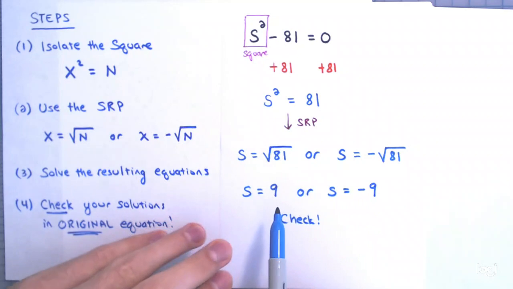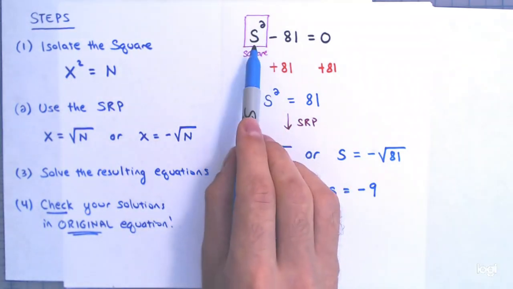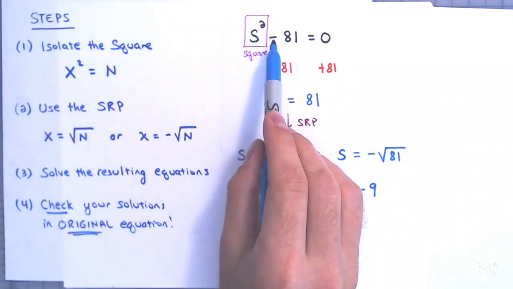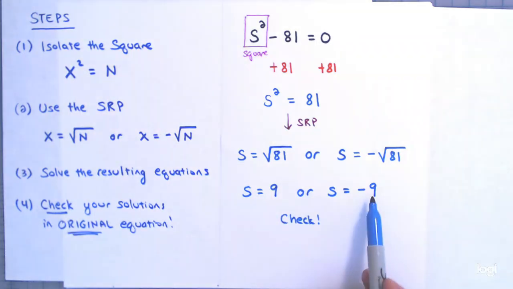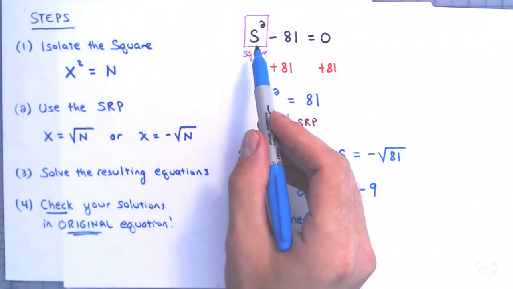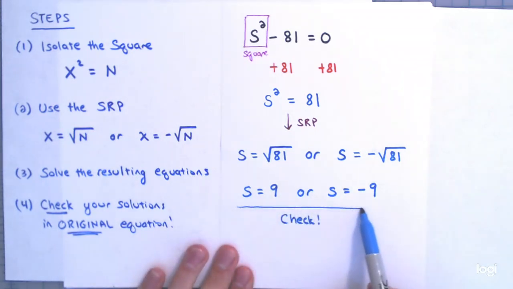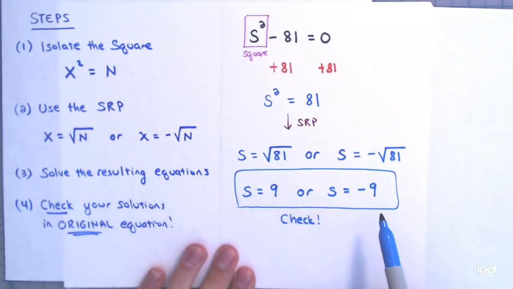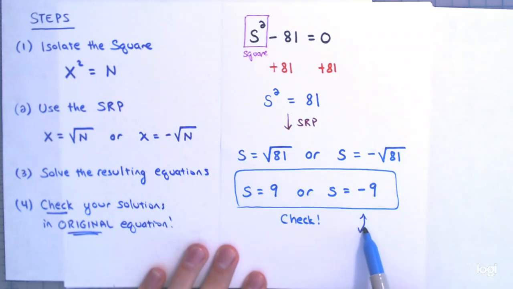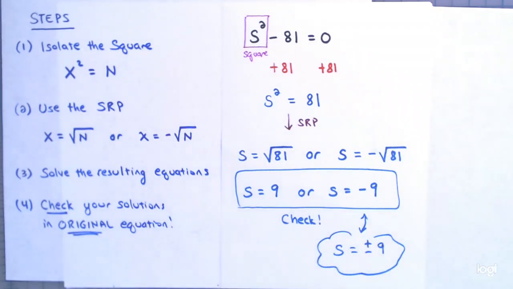And don't forget to check these. Now they work. Plug them in: 9 squared is 81, 81 minus 81 is 0. That's true. Negative 9 squared is 81, 81 minus 81 is 0. That's true. So here are my solutions. Again, you could also write it this way: you could say that s could be equal to positive or negative 9. Same thing. Means the same stuff. Great.